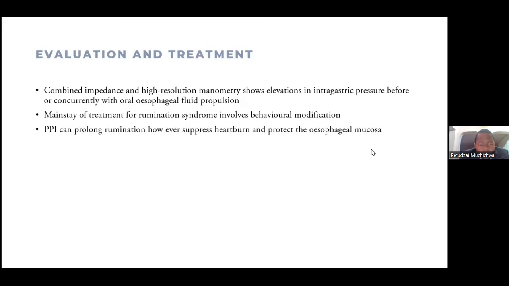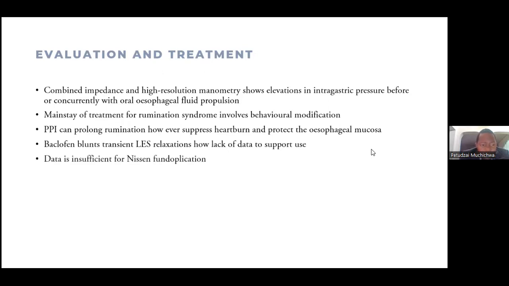PPIs can prolong rumination, however, it suppresses the heartburn and may protect the esophagus from the mucosa. So the use of PPI here has to be balanced. Baclofen, which blunts the lower esophageal sphincter relaxation, can be used. However, there's a lack of data supporting its use, and data is insufficient for surgical procedures such as Nissen fundoplication.